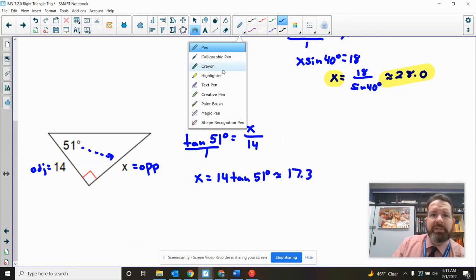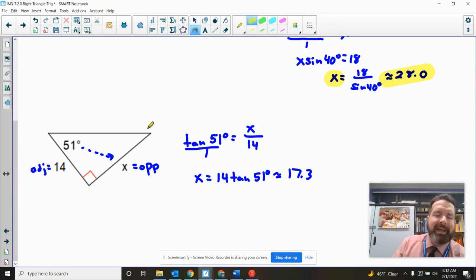Check for reasonableness. Again, it's not perfectly to scale, but it's pretty good. This side looks a little bit longer than that. 17.3 is a little bit longer than that. I think we are in good shape. So determine your sides, set up your ratio, cross multiply, and solve.